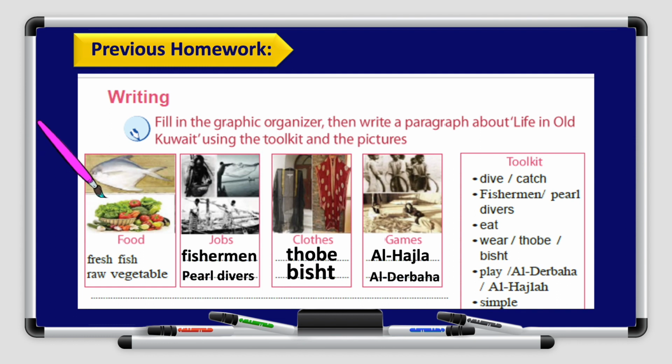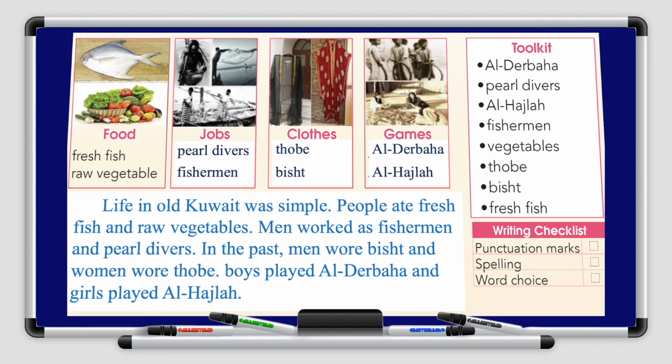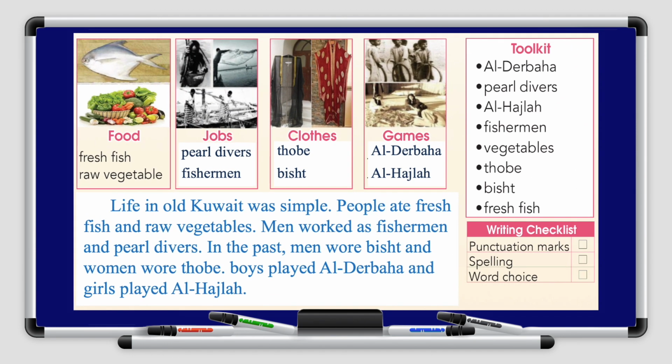Food: fresh fish, raw vegetables. Job: fishermen, pearl divers. Clothes: thob, bisht. Games: الحجلة, الدرباحة. Very good. So now we're done with the graphic organizer together.